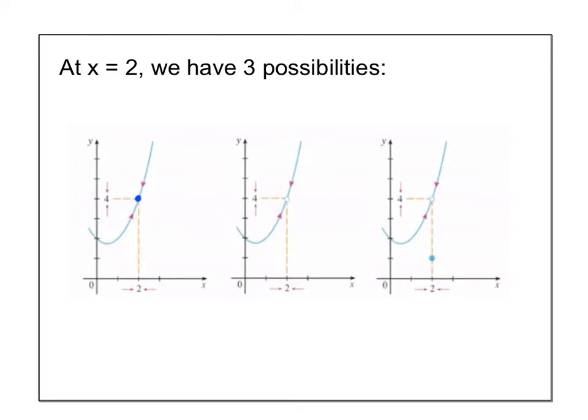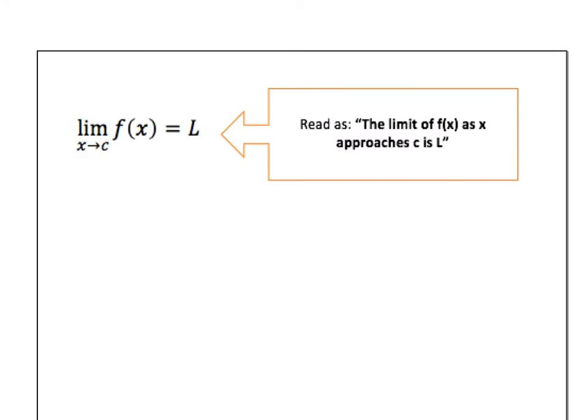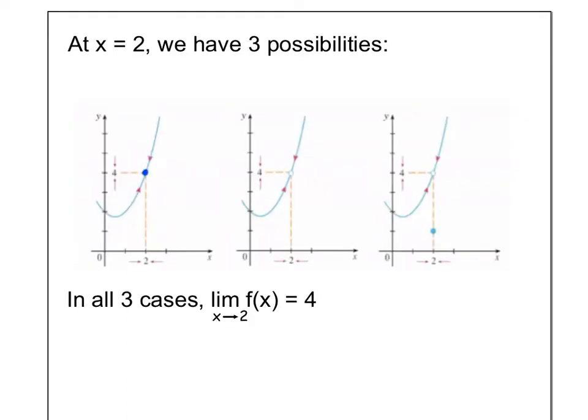So let's look at how we write a limit. This notation here on the left is how we write a limit. It's read as the limit of f of x as x approaches c, which is some number, is equal to L. Pause, read that again, and practice saying it. So in the scenario with the window, in all 3 cases, the limit of f of x as x approaches 2 is equal to 4.